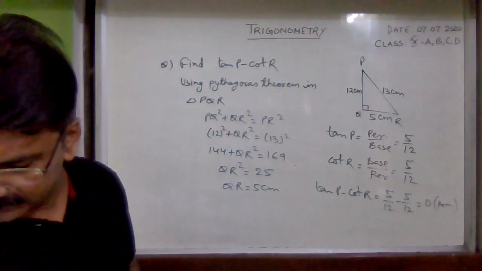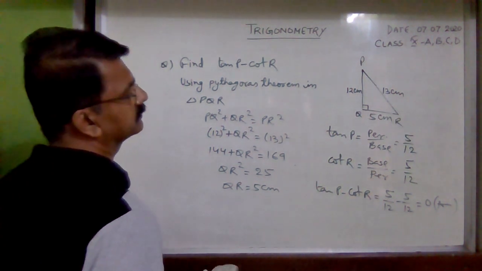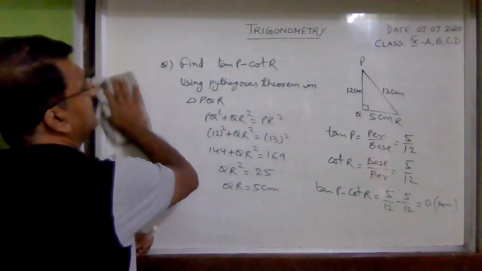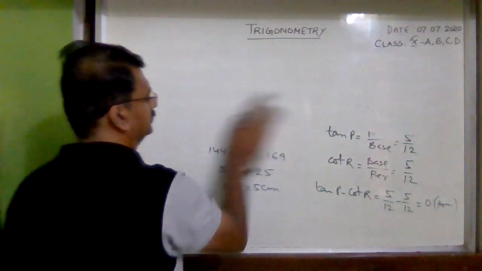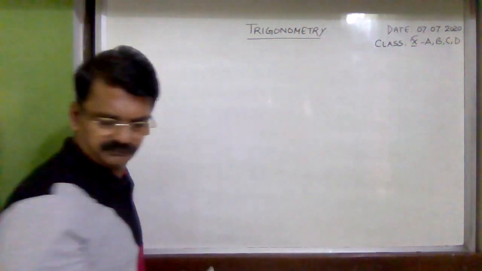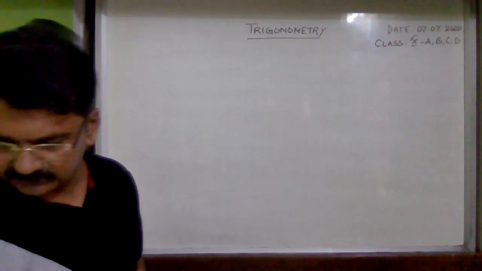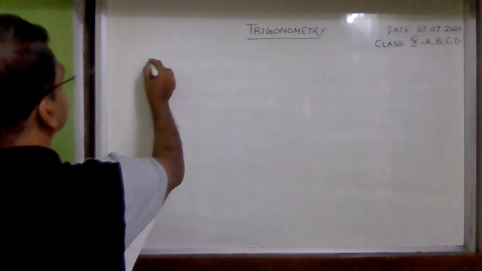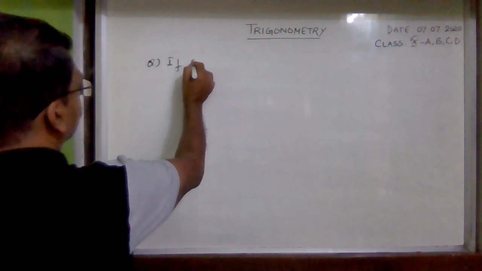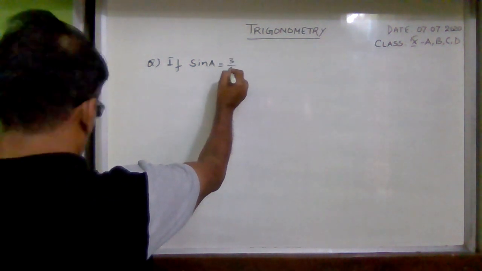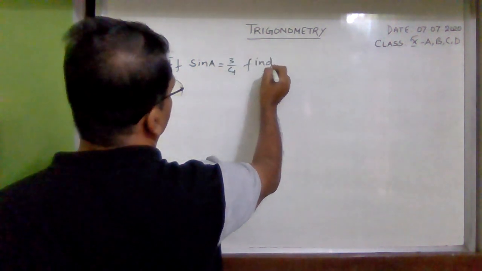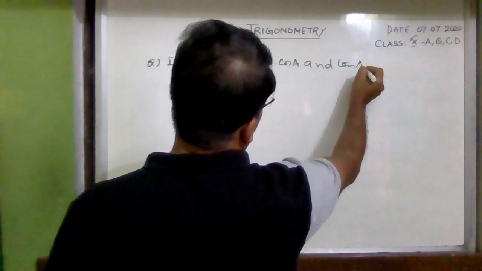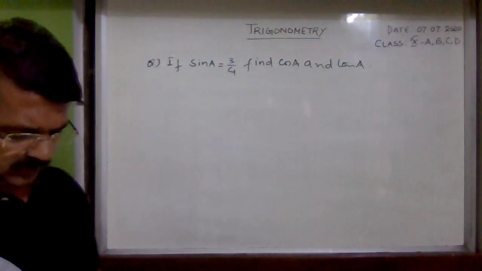Okay, now we'll do one more question. And the question is, if sin A is equal to 3 by 4, find cos A and tan A. If sin A is 3 by 4, find cos A and tan A.